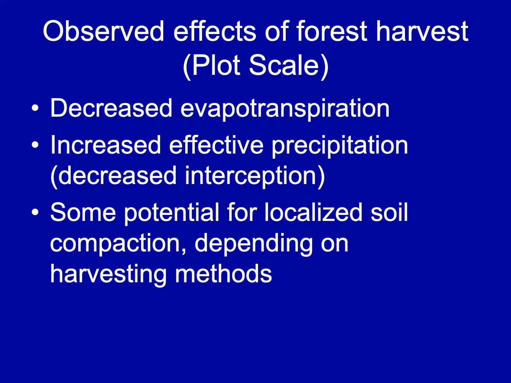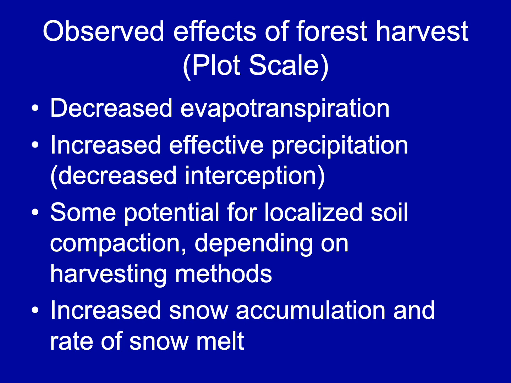Certainly, there is some potential for increased local compaction and decreased infiltration capacity depending on the harvest method. Some locations rely on tractor yarding and burning the underbrush or even tilling the soil post-harvest to prepare for future planting, which can have a much more substantial impact on infiltration than locations that hand harvest and use a concentrated staging area. We also know that more snow will accumulate on the ground when it is not intercepted by the trees, and it will melt faster when it is not shaded and sheltered by the trees.